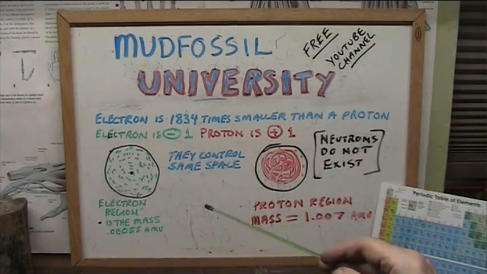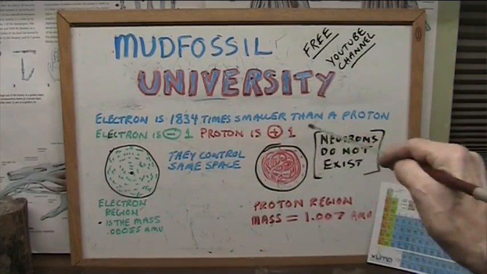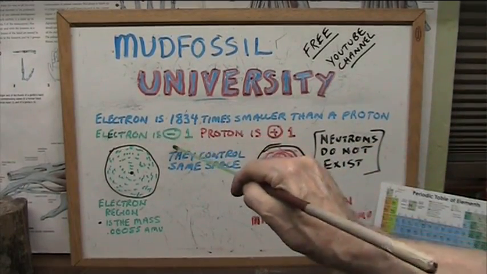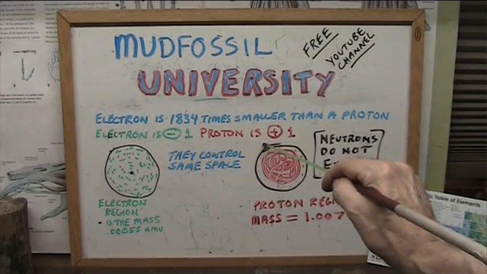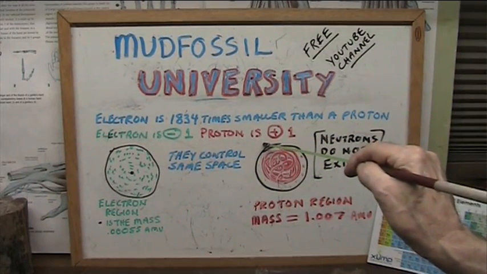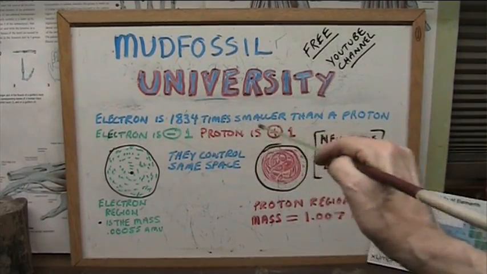It's extremely important to understand this. One of them is a massive particle, one of them is a tiny particle. They both have the same charge. That means they both control the same region in space. All right, think about that for a minute. They both have the same charge.